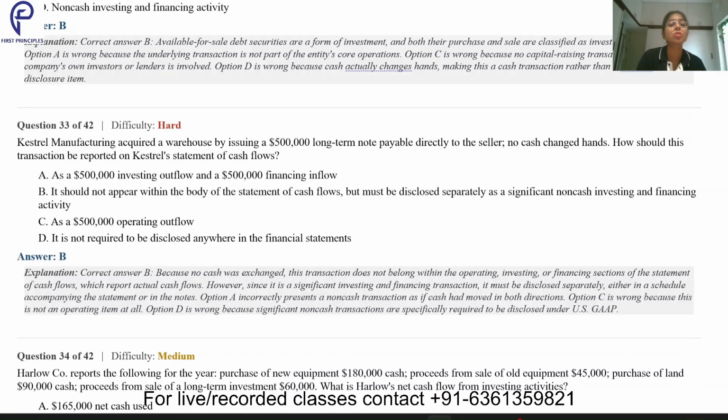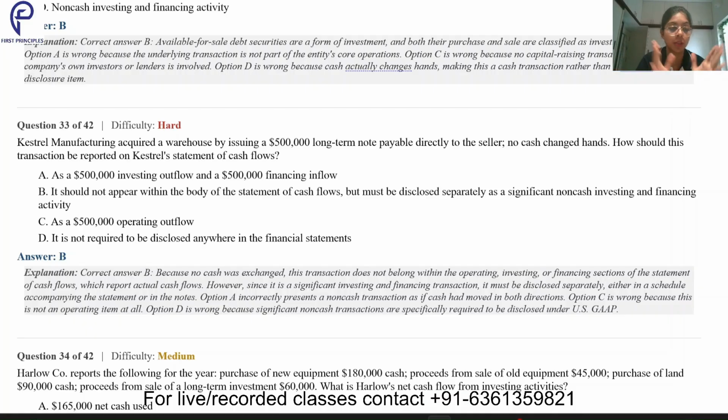So that means this is not going to appear anywhere on my cash flow statement. Nowhere it will be reported. That should be very clear. Why? Because one principle we should always remember is that in the statement of cash flows, only those transactions in which cash has flowed out of my business or into my business will be reported. So option A, a 500,000 investing outflow and a 500,000 financing outflow. No, not at all. No cash transaction is there.